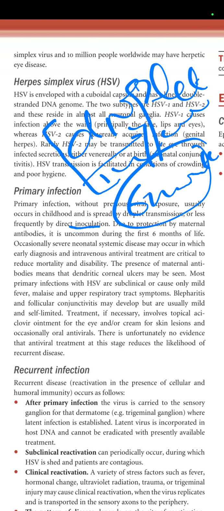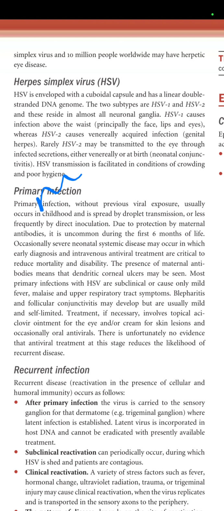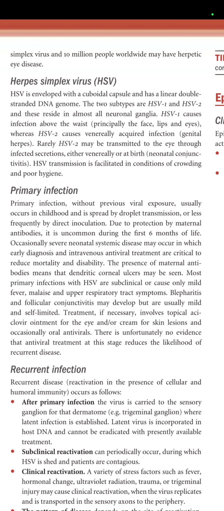Occasionally, severe neonatal systemic disease may occur in which early diagnosis and intravenous antiviral treatment are critical to reduce mortality and disability. So, in a case of neonatal infection, it is very important that we give the intravenous antiviral treatment, because it is very critical and it can cause mortality. So that is why we start the IV antiviral. The presence of maternal antibodies means that a dendritic corneal ulcer may be seen. So basically, if the maternal antibodies can fight against the virus, a dendritic ulcer can be seen in case of maternal antibodies presence.